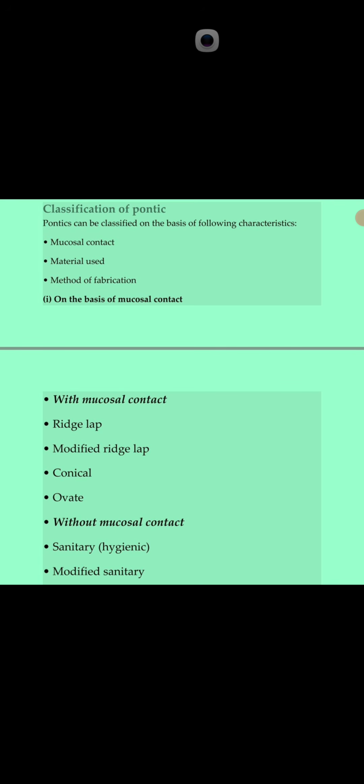Now first, on the basis of mucosal contact, there are two types. With mucosal contact, meaning they form contact with the mucosa. Second is without mucosal contact. With mucosal contact there are four types. Number one is the ridge lap. Second is the modified ridge lap. Third is the conical. Fourth is the ovate. And without mucosal contact there are two. Number one is sanitary or hygienic. Second is the modified sanitary. Now we will discuss one by one in detail.